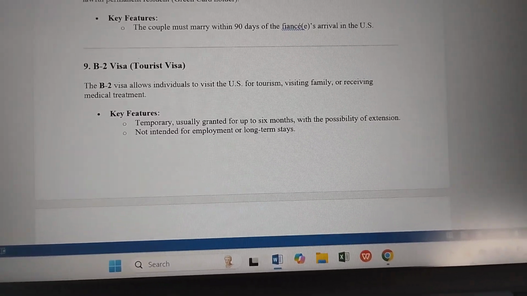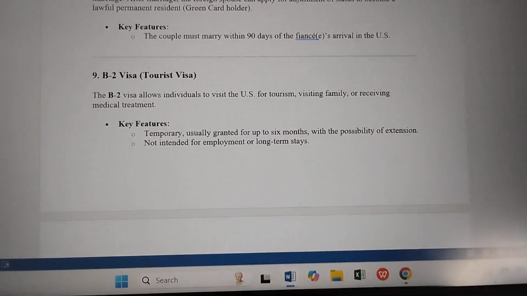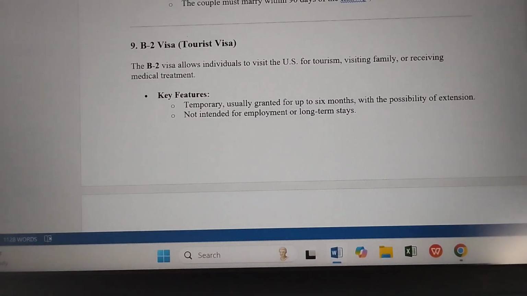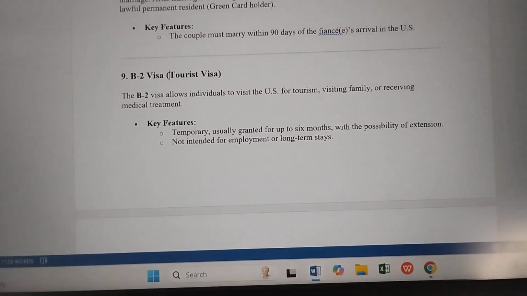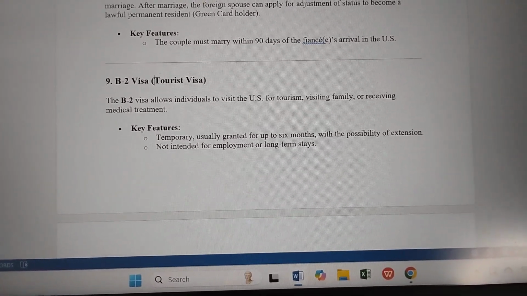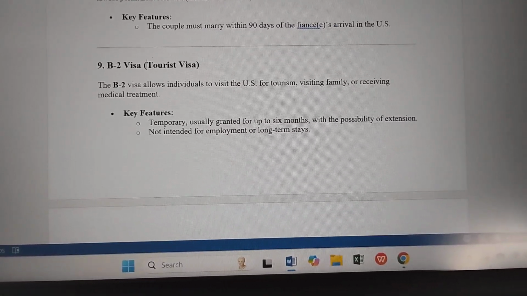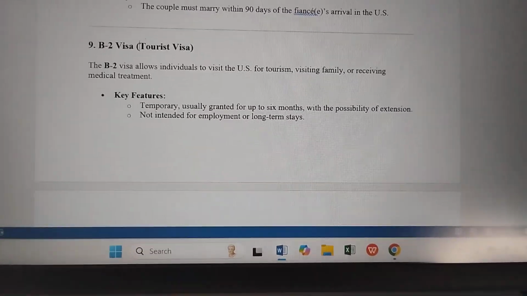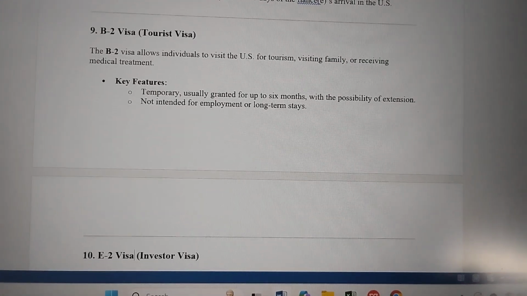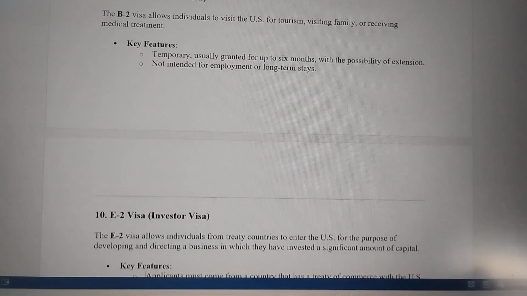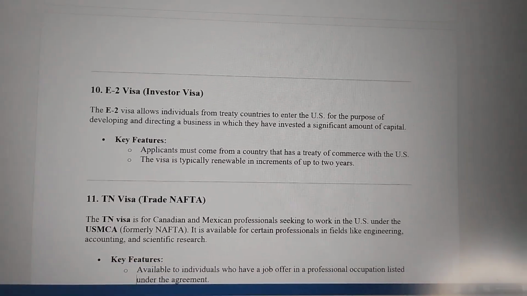The B2 visa. So the B2 visa allows individuals to visit the US for tourism purposes, also visiting family or receiving medical treatment. Then you can use the B2 visa. Key features: temporary, usually granted for up to 6 months with the possibility of extension, not intended for employment or long-term stay. So it is a temporary visa of only 6 months, but then it can be extended.